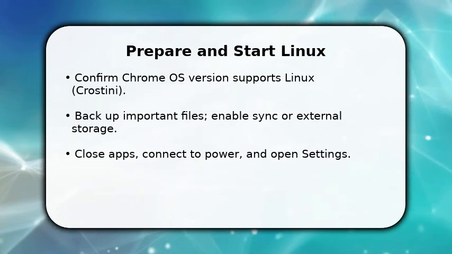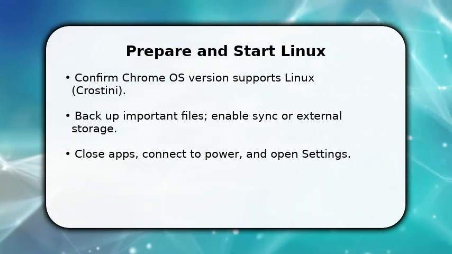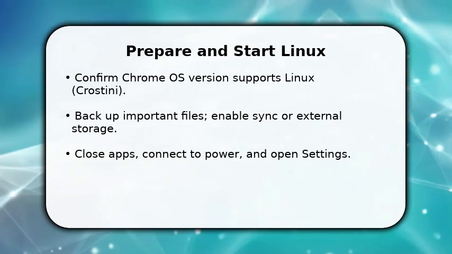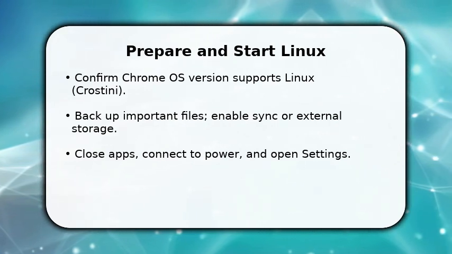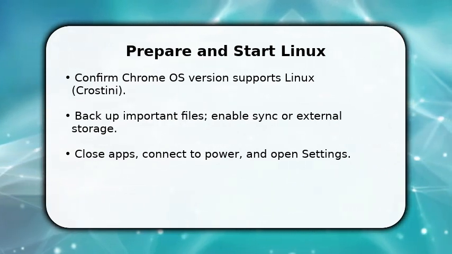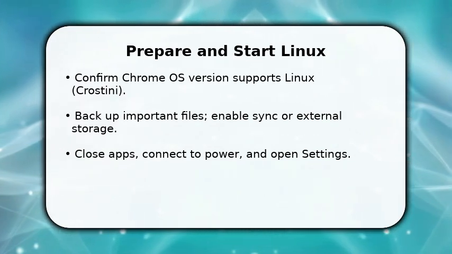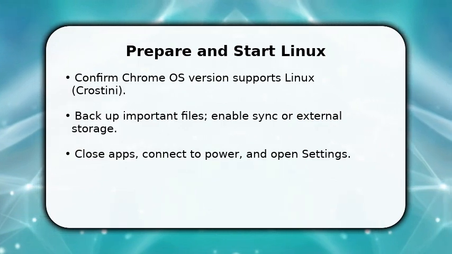Now open Settings, scroll to Developers or Linux Beta, depending on your build, and select Turn On. This launches a guided setup that will allocate disk space and create a container. Follow the on-screen prompts. You will choose username and disk size during initial configuration.